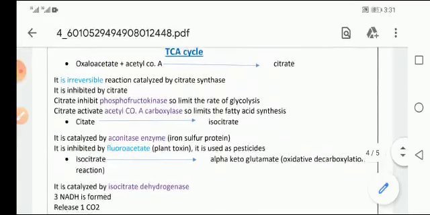The next step is the isomerization of citrate to isocitrate, which is catalyzed by an enzyme known as aconitase. It's inhibited by something known as fluoroacetate. This fluoroacetate actually is a toxin which is derived from plants and may be used as a pesticide.